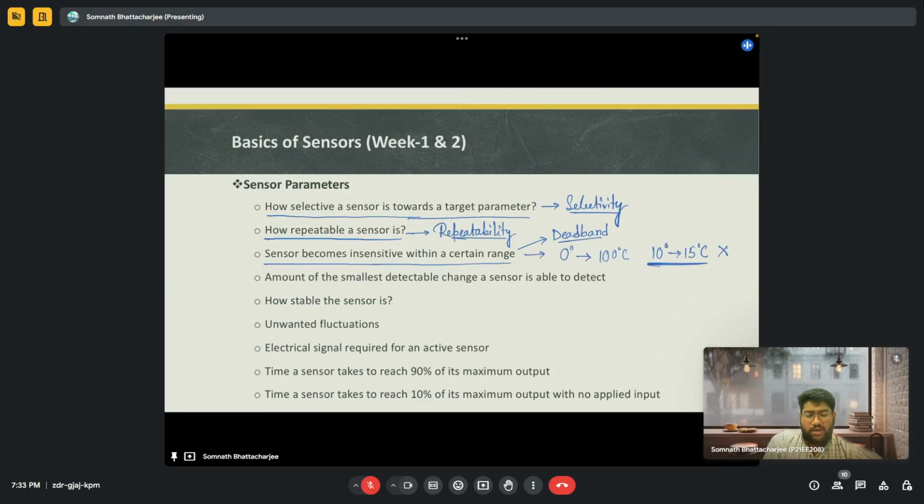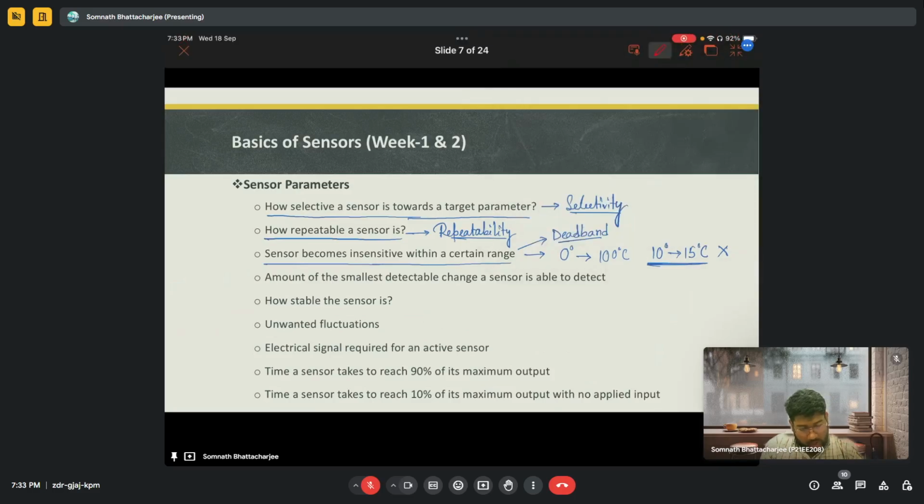But let's say you are only measuring temperatures from 60 degree to 70 degree. If a sensor is of low cost and doesn't work in the range of 10 to 15 degrees, you don't need to purchase the higher cost one, right? You can just purchase a sensor which has a dead band at 10 degree to 15 degree and it will be fine as well.